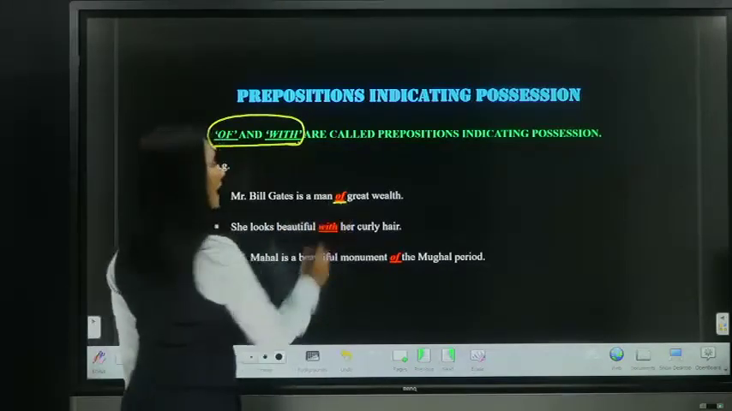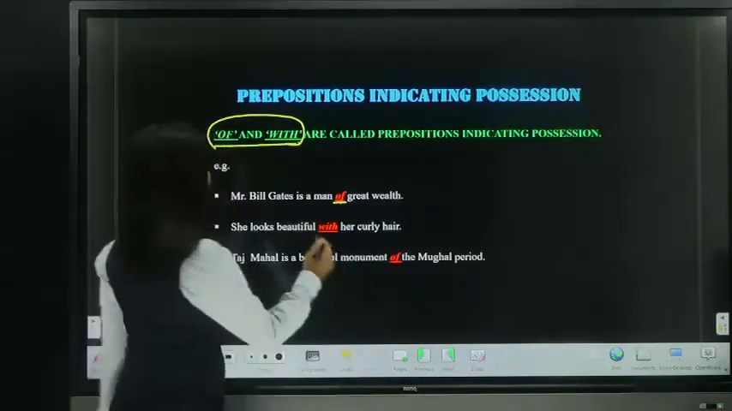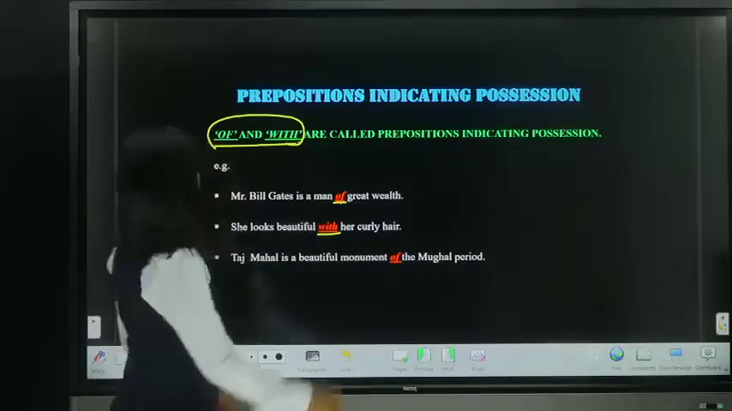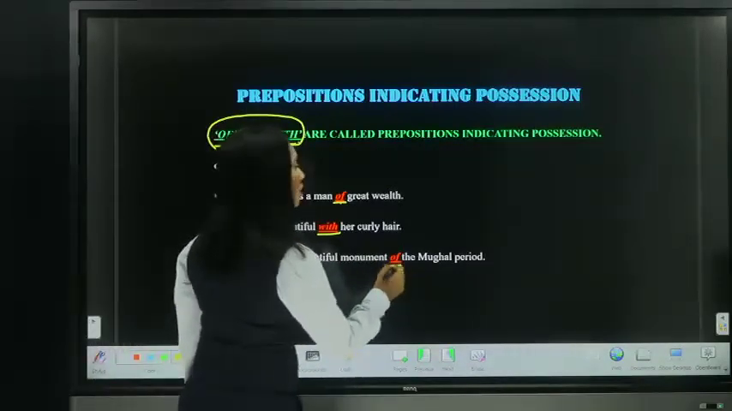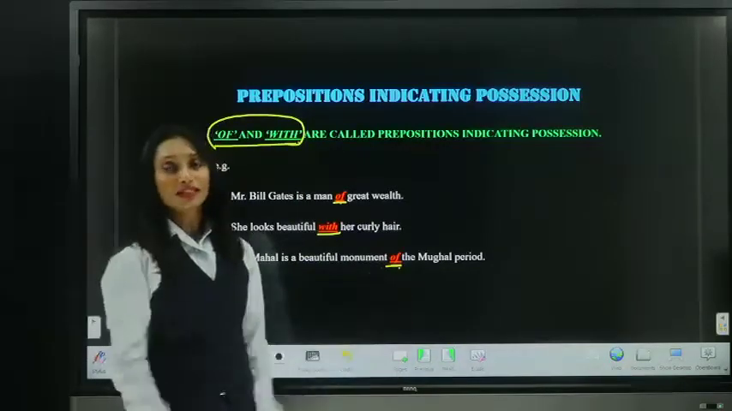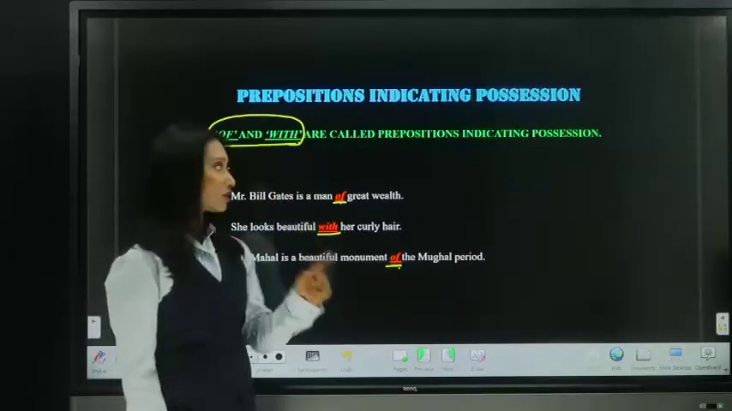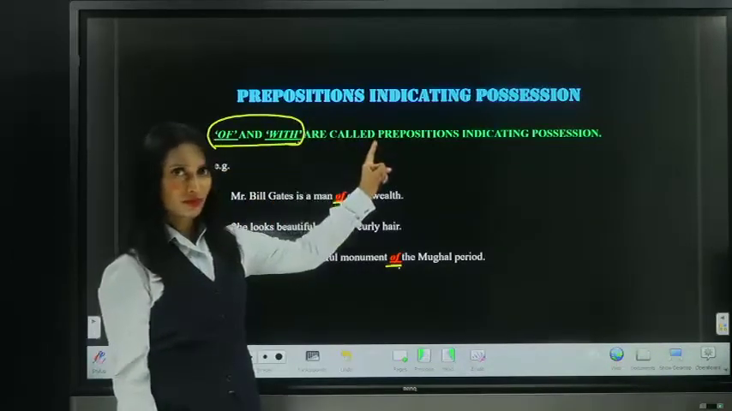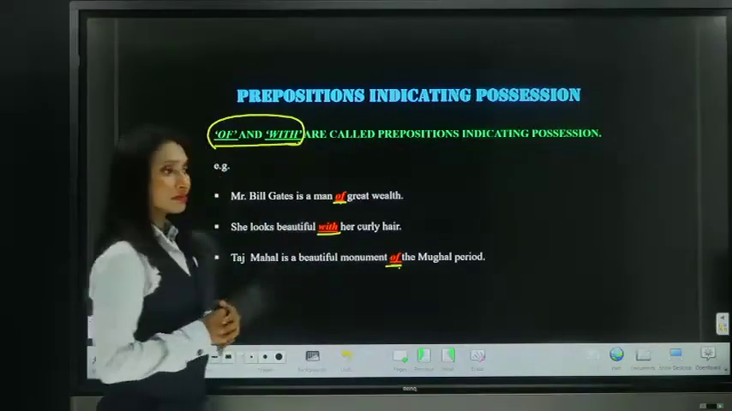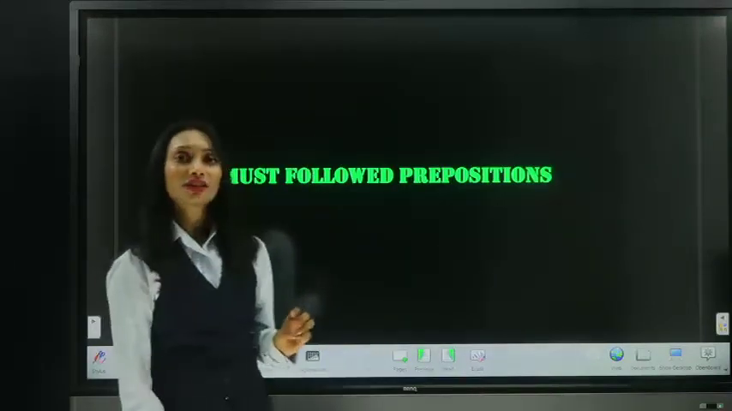For example, Mr. Bill Gates is a man of great wealth. That means he has great wealth. She looks beautiful with her curly hair. That means she has curly hair. The Taj Mahal is a beautiful monument of the Mughal period. It belongs to the Mughal period. So the prepositions of and with are the prepositions which denote possession, that is ownership. So that's about prepositions of possession. So guys, those are the usages of prepositions.